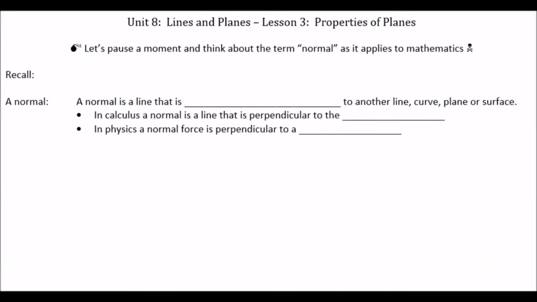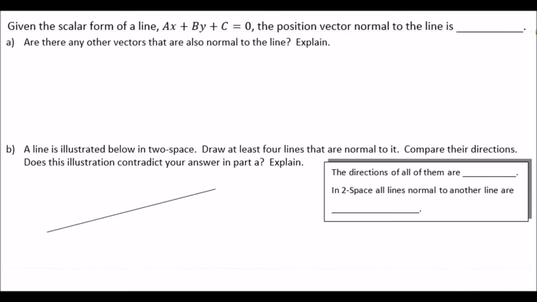Welcome to Unit 8, Lines and Planes, Lesson 3, Properties of Planes. So let's pause a moment and think about the term normal as it applies to mathematics. Recall a normal is a line that is perpendicular to any curve, plane or surface. In calculus, a normal is a line that's perpendicular to the tangent. In physics, a normal is a force perpendicular to a surface. All right, so let's continue on.